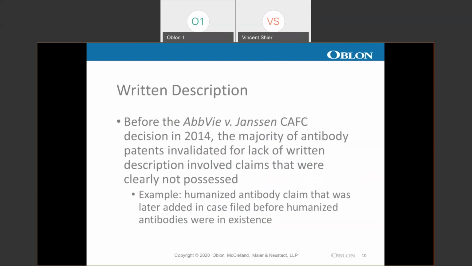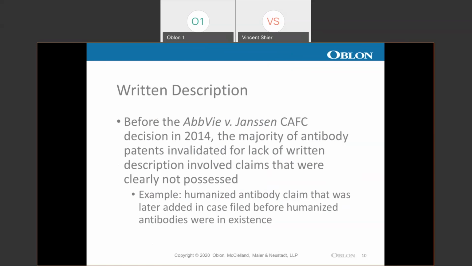Before the AbbVie v. Janssen case in 2014, the majority of antibody patents invalidated for lack of written description involved claims that were clearly not possessed. For example, a humanized antibody claim that was later added in a case filed before humanized antibodies were even in existence. Claim 29 of AbbVie's patent is directed to a neutralizing isolated human antibody or antigen binding portion thereof that binds to human IL-12 and dissociates from human IL-12 with a certain off rate constant.